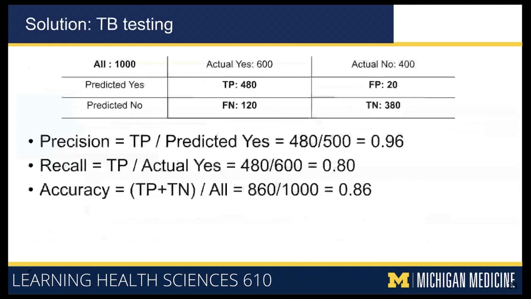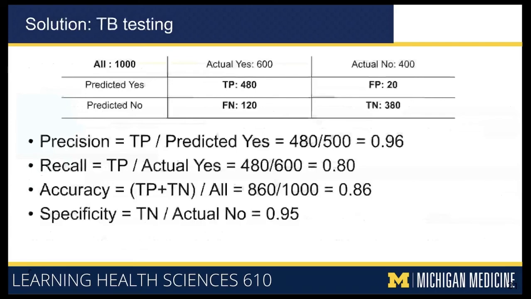And then accuracy is this diagonal, so it's true positive plus true negative divided by all, so that's 480 plus 380, that is 860 divided by 1000, or 86%. So you'll see that precision is 96%, recall is 80%, accuracy is 86%. They are all different numbers, and they are all kind of looking at this table differently, right?